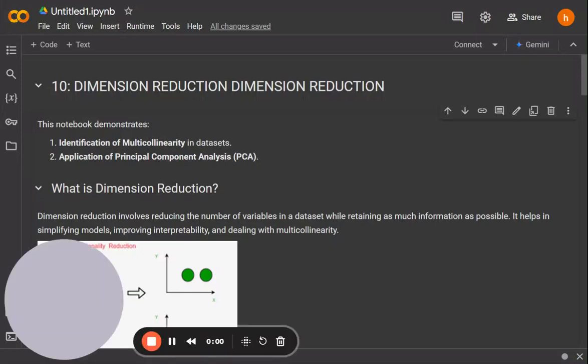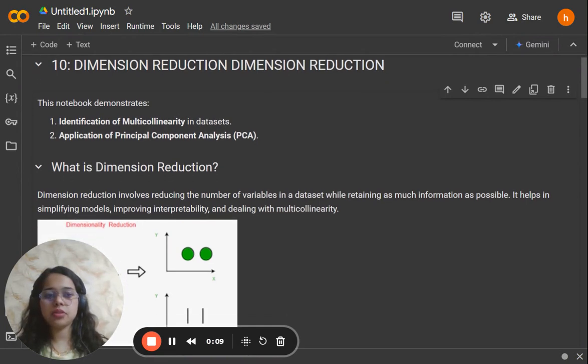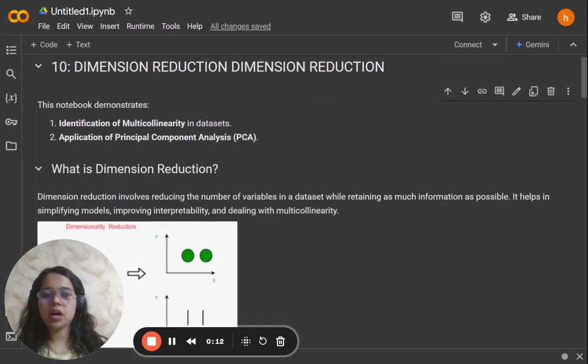Everyone, this is the 10th lecture of our data science series, and our topic today is dimension reduction. Today we are diving into the fascinating world of dimension reduction. It is a critical technique in data science for simplifying data sets and making machine learning models efficient.